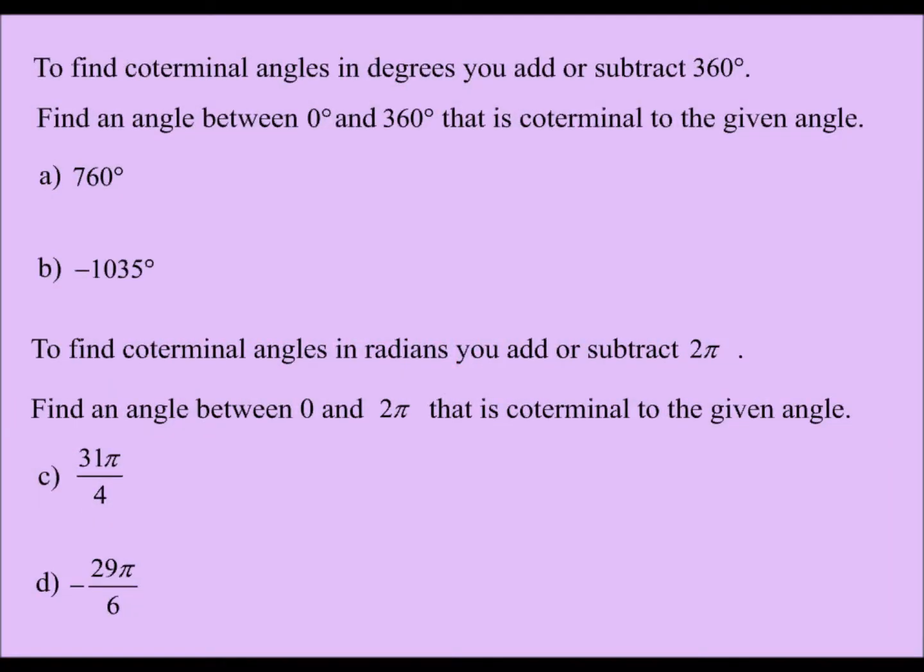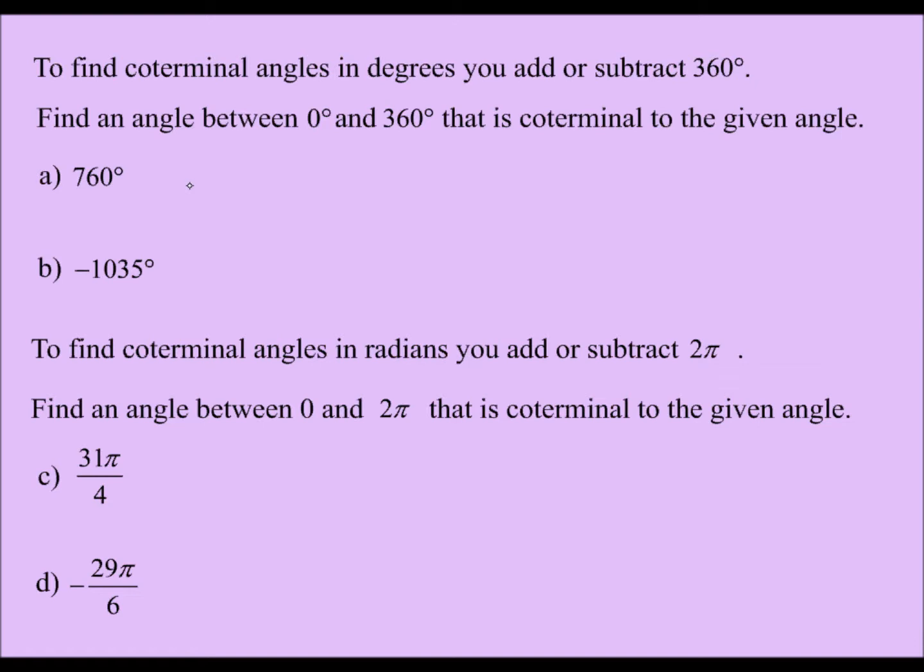Coterminal angles are formed by different rotations, and they all have the same initial and terminal side, and therefore you're going to have an infinite amount of coterminal angles. In this case, what we're going to do is find coterminal angles in degrees. We're going to add or subtract 360. And in this case, we're going to find an angle between 0 degrees and 360 degrees that's coterminal to the given angle. And in this case, we have 760 degrees.